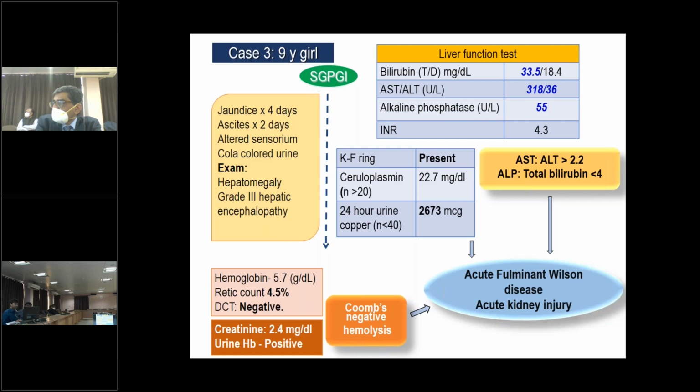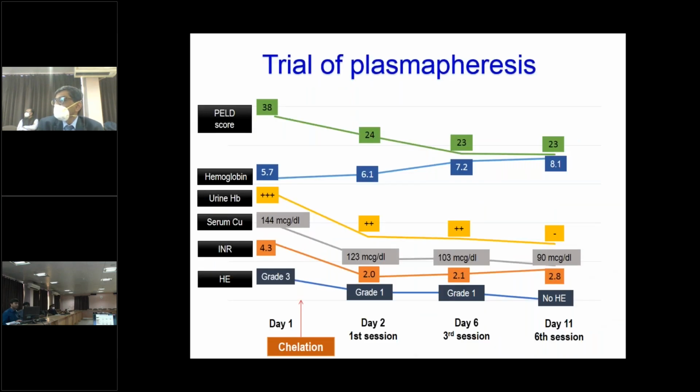Ideally, such patients should undergo liver transplant, but as there were no finances and no donor, we started a trial of plasmapheresis along with chelation therapy to buy some time for the liver transplant. We gave 6 sessions of plasmapheresis over the next 11 days, and the child showed a good response. Her encephalopathy, coagulopathy, and hemoglobinuria improved, and her hemoglobin stabilized. The pediatric end-stage liver disease score decreased from 38 to 23 at the 6th session.